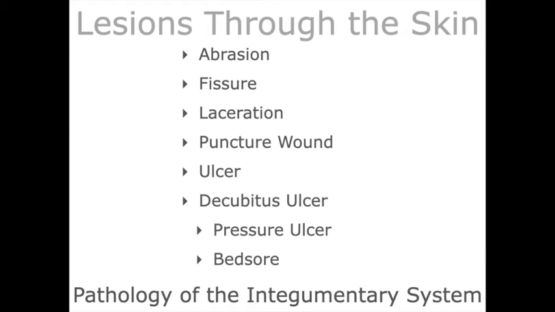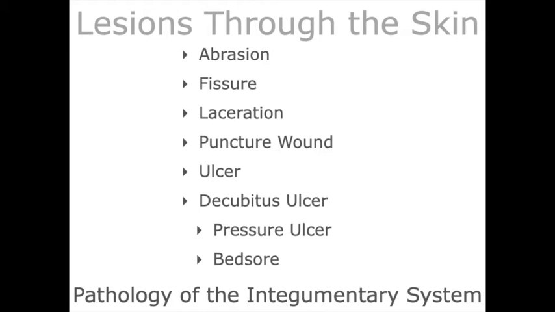A laceration is a torn or jagged wound or an accidental cut. A puncture wound is a deep hole made by a sharp object, such as a nail. The risk for infection, especially tetanus, is greater with this type of wound. An ulcer is an open sore or erosion of the skin or mucous membrane resulting in tissue loss and usually with inflammation. Take note that ulcers also occur inside the body.